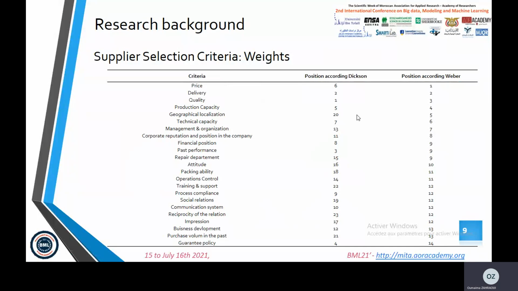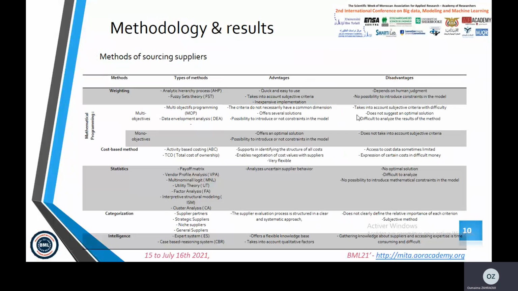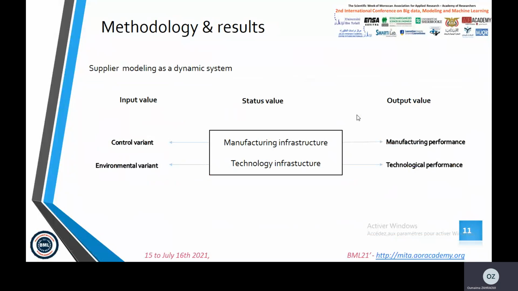For the methods of sourcing suppliers, we have a lot of methodologies like weighting, AHP, FCT, cost-based methods, statistics, categorization, and intelligence. And we have some advantages and disadvantages for each method.